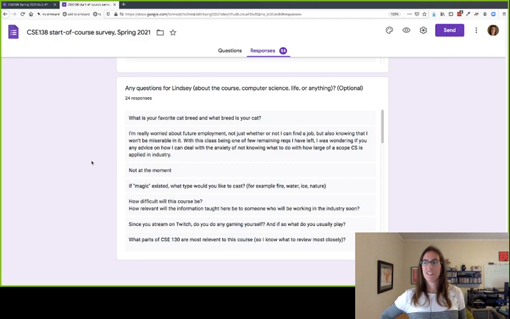What is your favorite cat breed and what breed is your cat? Oh, so I like cats, but I actually don't know very much about cat breeds. American Shorthair, is that a cat breed? Whatever my cat is, it's like the most typical boring cat breed. And I don't really have a favorite cat breed. I love all cats.